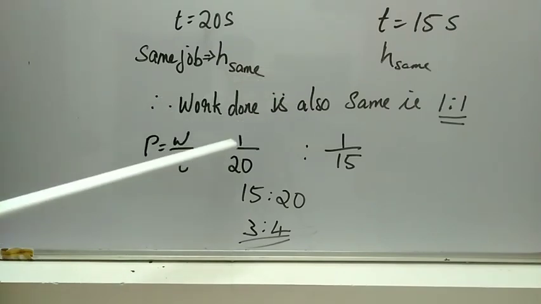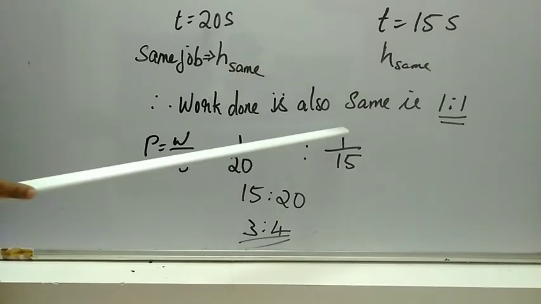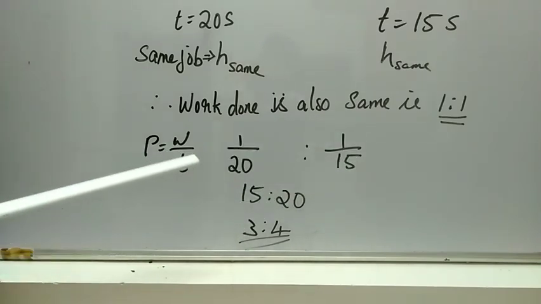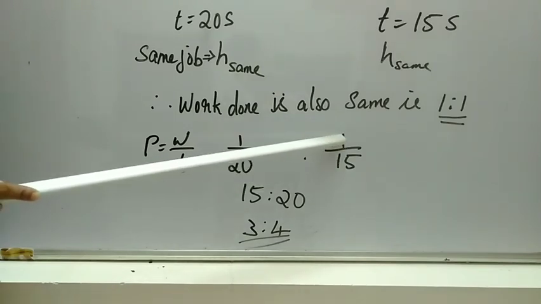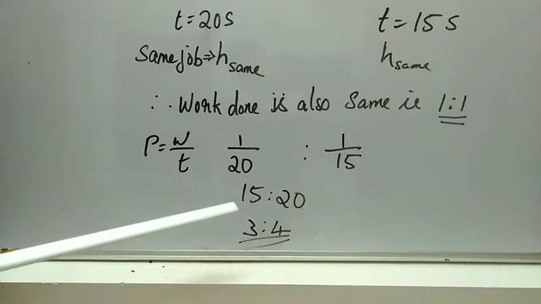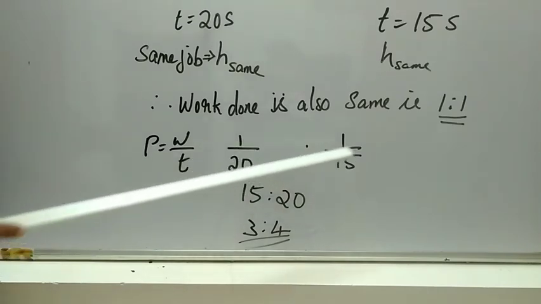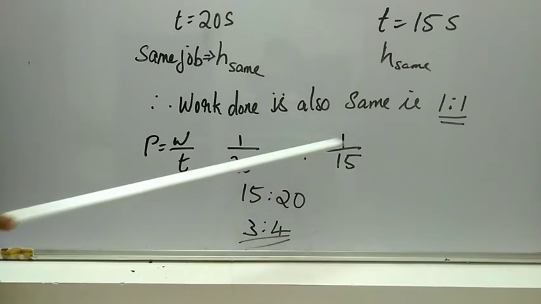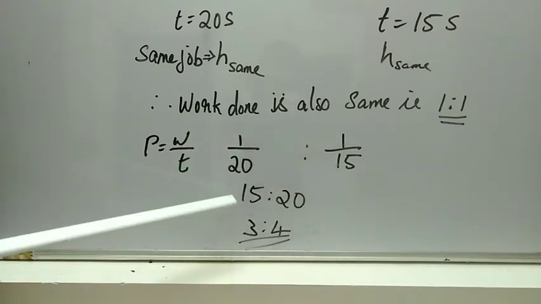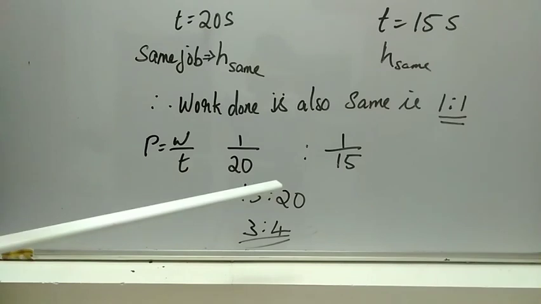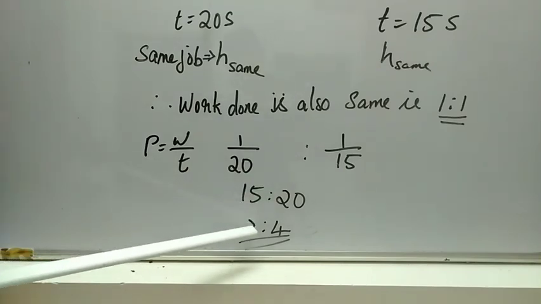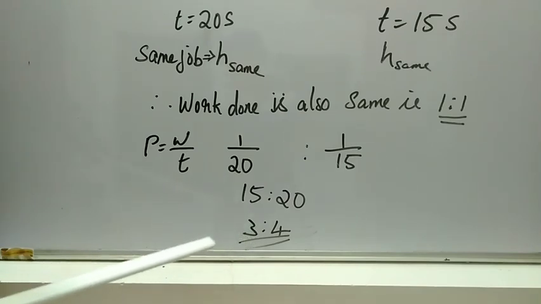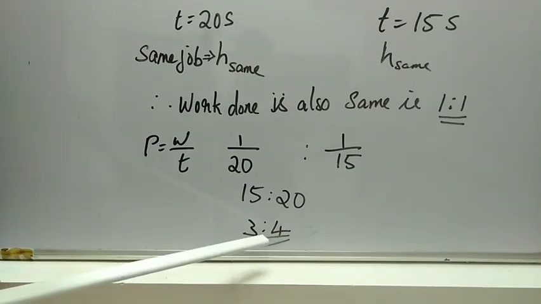Here work is 1:1. So 1/20 is to 1/15. Power of the first girl is 1 by time taken by the first girl, and for the second girl 1/15. Now 1/20 is to 1/15. We can cross multiply. You will get 15 into 1, 15 is to 20. After cancelling, we will get 3:4. That means the comparison between the power of girl A to girl B is 3:4.